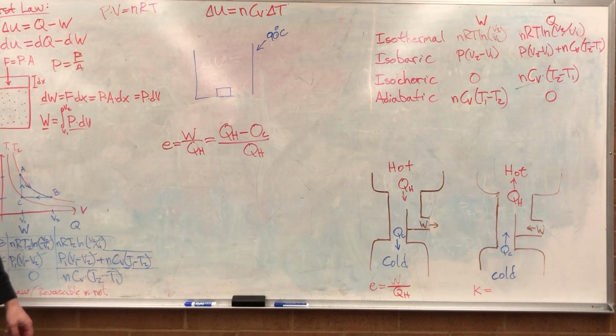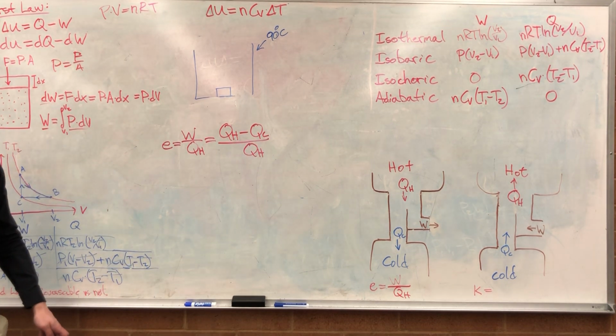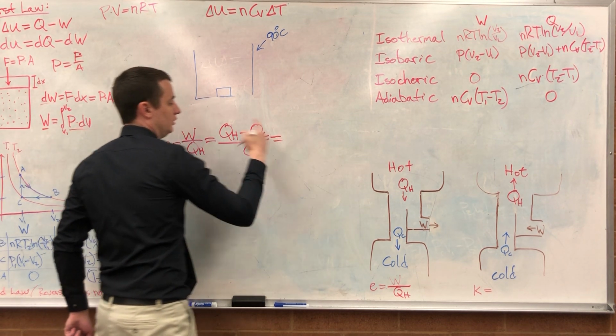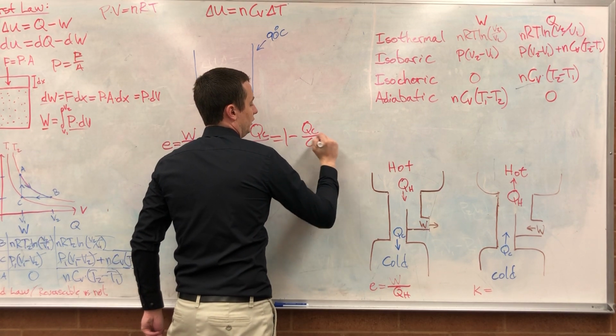You wrote QC. Thank you. And then split this up into two fractions. QH over QH is 1 minus QC over QH.